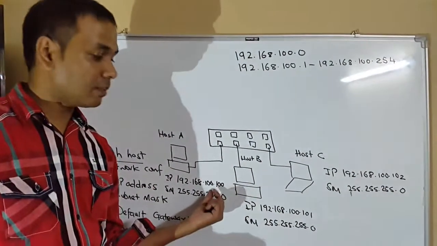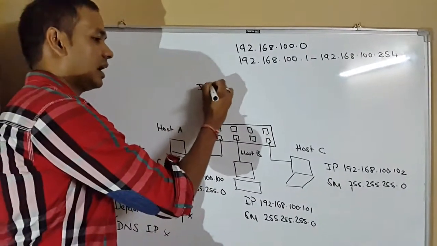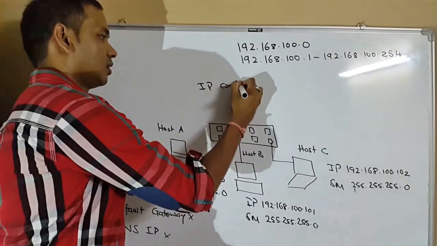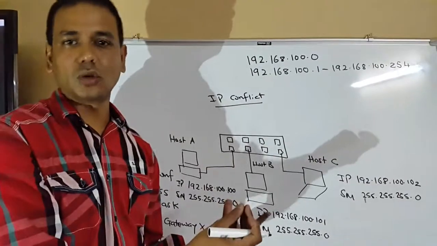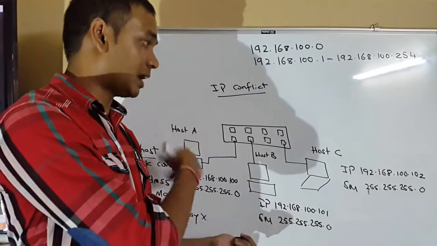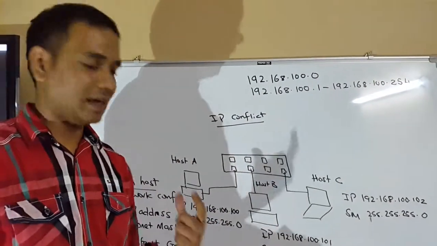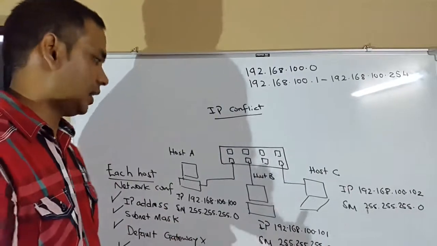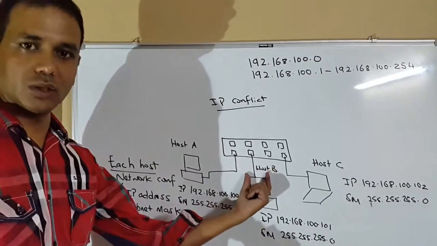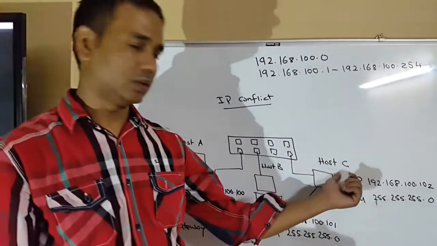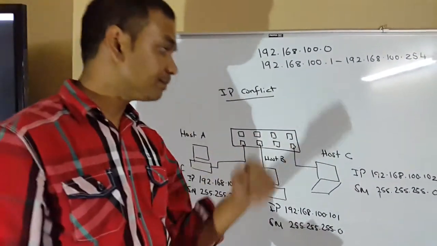Remember that I can't put the same IP address on two hosts on a network, otherwise I will get what I call an IP conflict. If there's an IP conflict on a network, both hosts might lose connection, or one of the hosts might work while the other does not. So each host needs to have a unique IP address. With only those two pieces of information, host A can communicate with host B and host C, host C can communicate with hosts B and A, and host B can communicate with hosts A and C.